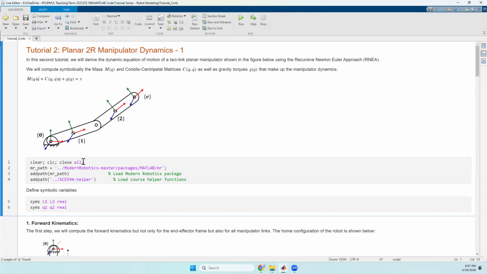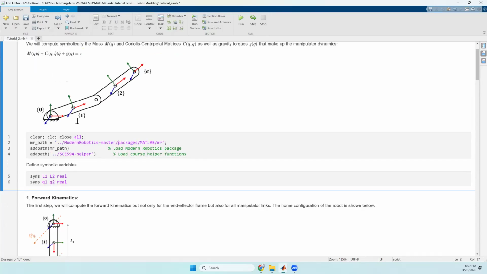What we're going to be doing here, okay, so we're going to be also using the modern robotics package and our helper function that we defined. So let's start by running them as well. We're also going to be defining symbolic variables L1 and L2 for the length of both links, and Q1 and Q2 for the joint angles of the two joints that we have here.